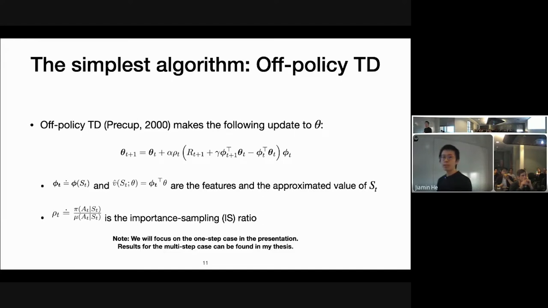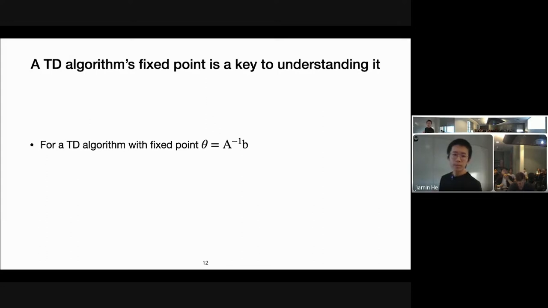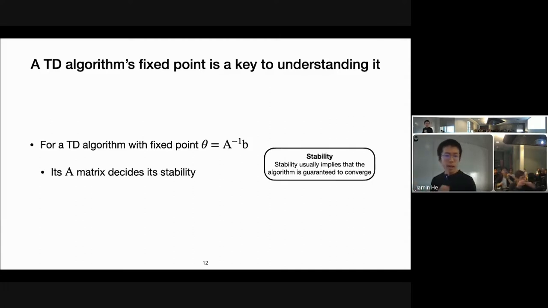And how does off-policy TD perform? To understand this algorithm, I want to first give you some general concepts that we can use to understand the behavior of the algorithm. For a TD algorithm, a key to understanding the behavior of the algorithm is the fixed point. For an algorithm with fixed point, which is given by A inverse multiplied by b vector, its A matrix is going to decide its stability. And stability is an important concept that implies that the algorithm is guaranteed to converge.